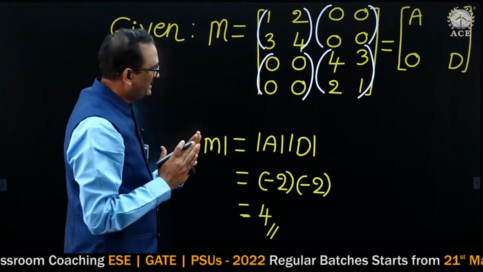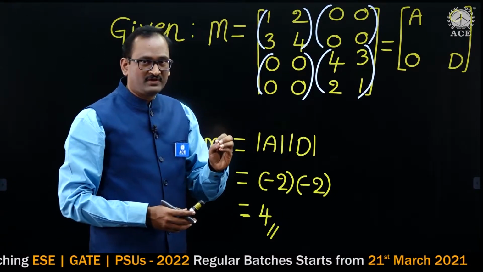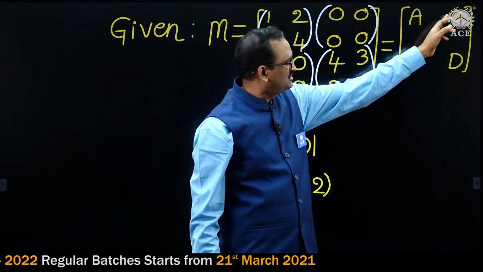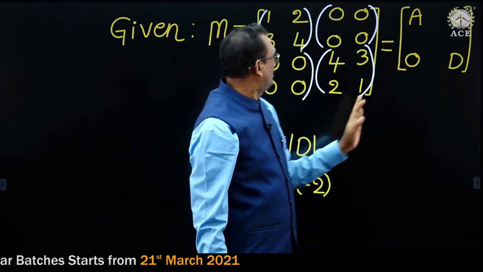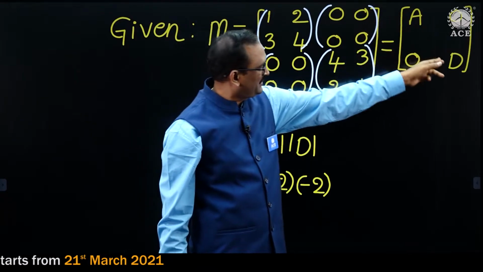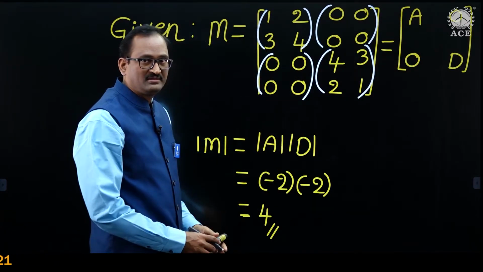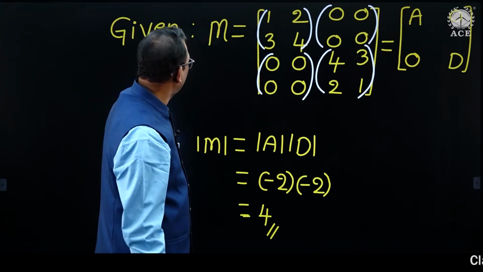We can do it like this also. From now, whenever you come across any matrix which is in the form of A 0 0 D, then determinant of M is simply AD minus 0, that is determinant A into determinant D. Similarly, let us see the next problem.